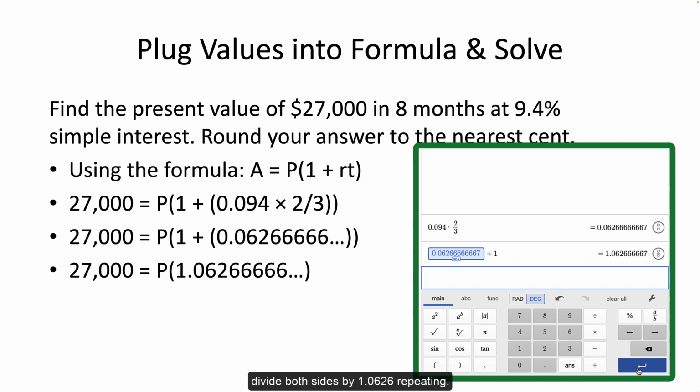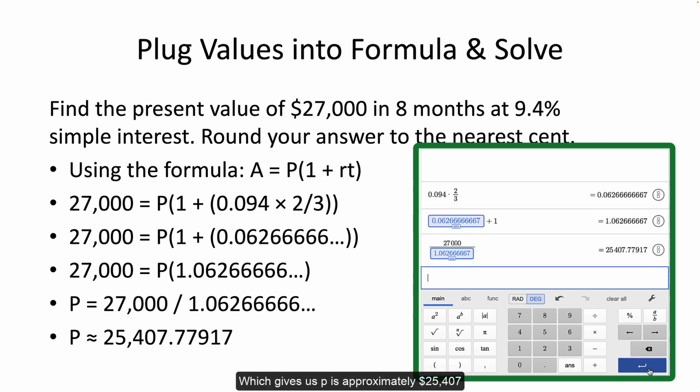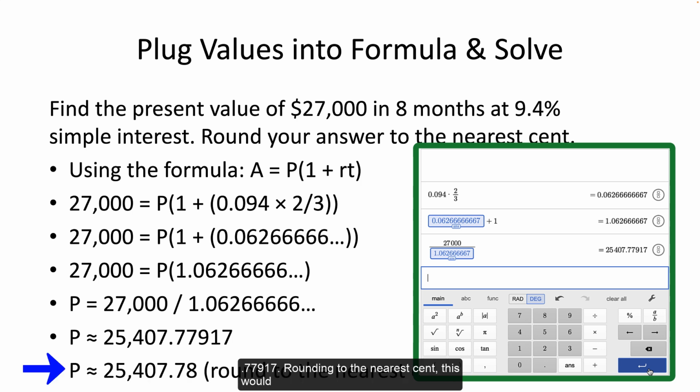Now to solve for P, I need to divide both sides by 1.0626 repeating. Just rearranging the formula, P is going to be 27,000 divided by 1.0626 repeating. On Desmos, that would be 27,000 divided by our previous answer, which gives us P is approximately $25,407.77917. Rounding to the nearest cent, this would be $25,407.78.